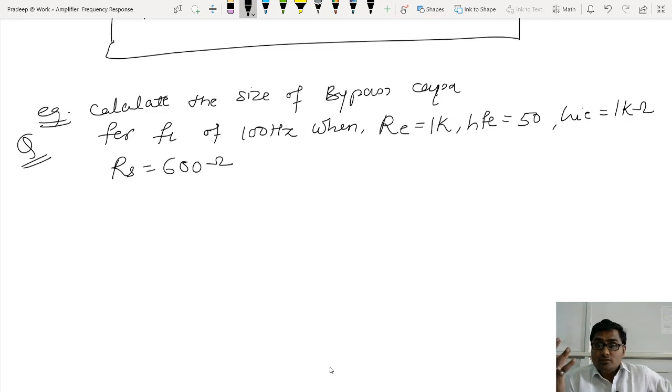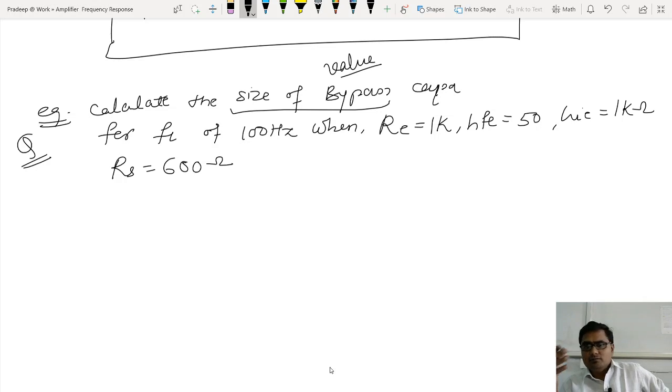The size of a capacitor is not a physical size. Try to understand, the language written here is quite different. Size of capacitor means they want the value of the capacitor, in farad or microfarad, nanofarad, picofarad, whatever. The size means they specifically want a value.